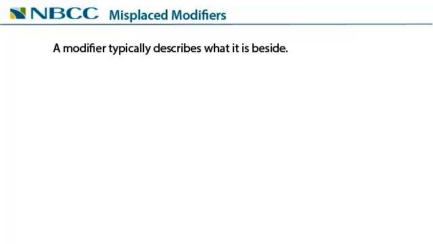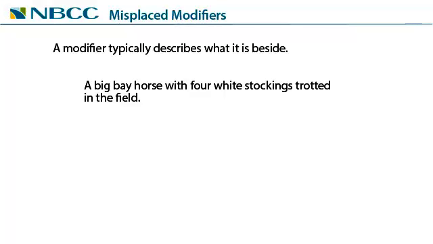How do you know what a modifier is describing? Well, typically it describes whatever it's next to. For example, a big bay horse with four white stockings trotted in the field. With four white stockings describes the bay horse because it's right beside it.